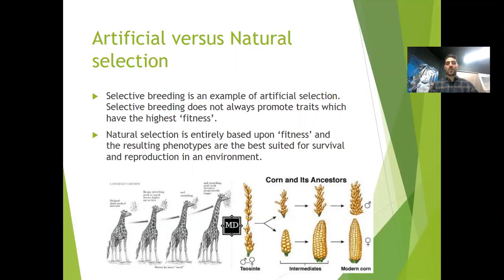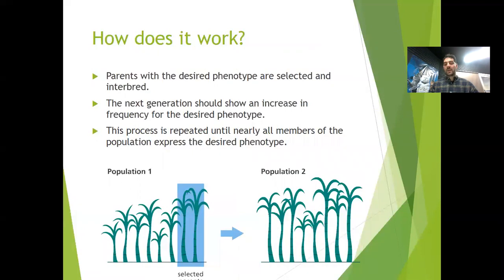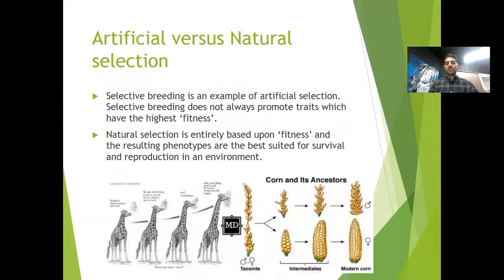If we were thinking about it in terms of selective breeding, we can look at corn as an example. We've selectively bred the corn to be much larger, to have a greater number of kernels, and that may not necessarily be the best for wild corn. It's something that we have selectively bred for our own benefit.